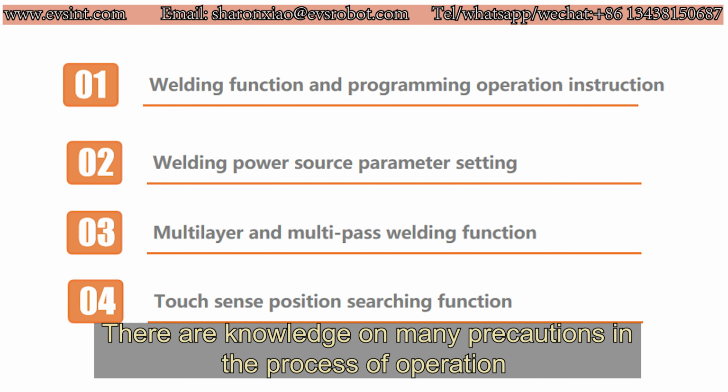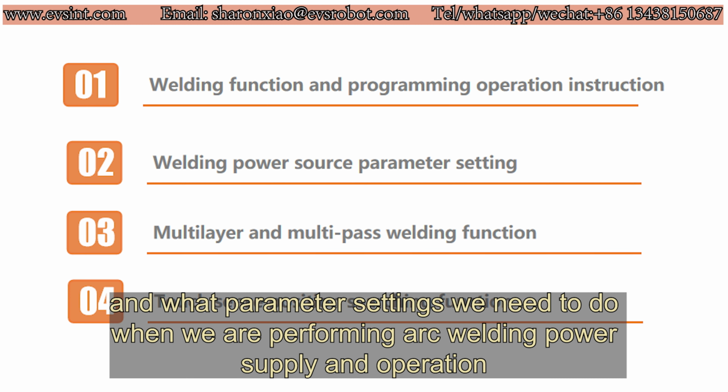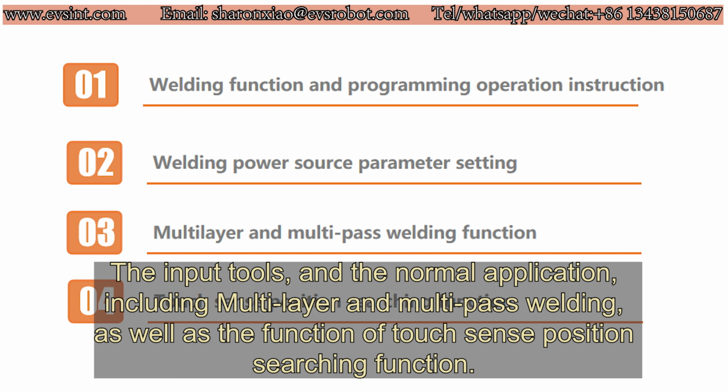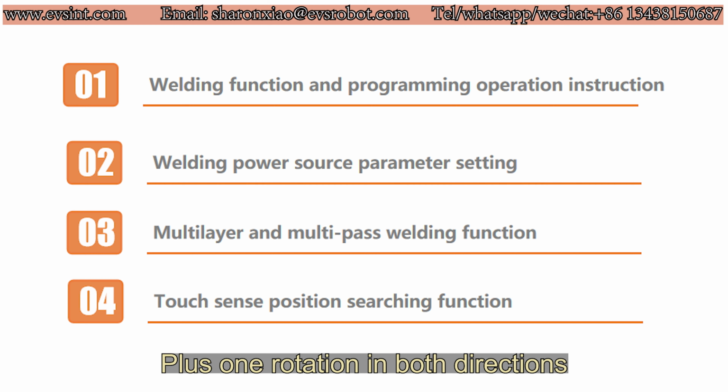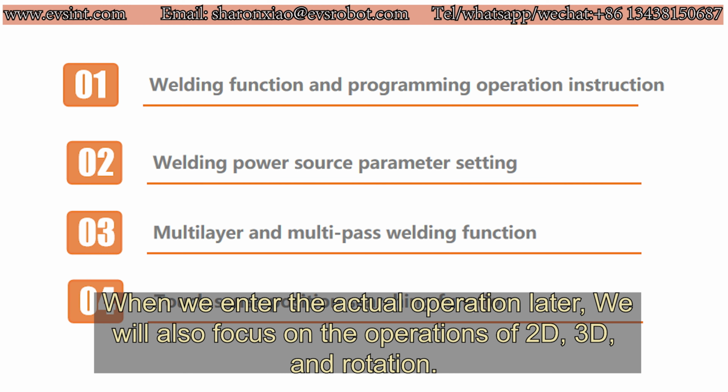There is knowledge on many precautions in the process of operation, and what parameter settings we need to do when performing arc welding power supply and operation, the input tools, and the normal application including multi-layer and multi-pass welding, as well as the touch sense position searching function. The most commonly used positioning is 2D plus one rotation in both directions. When we enter the actual operation later, we will also focus on the operations of 2D, 3D, and rotation.